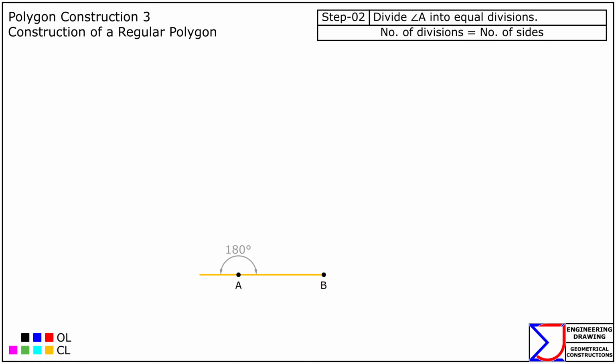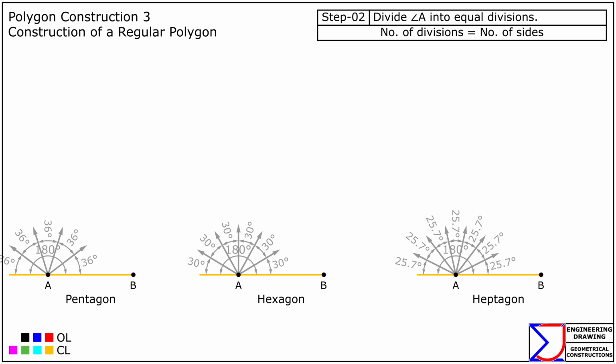Now, divide it into the same number of equal divisions as the number of sides, 5 for the pentagon, 6 for the hexagon, and 7 for the heptagon.